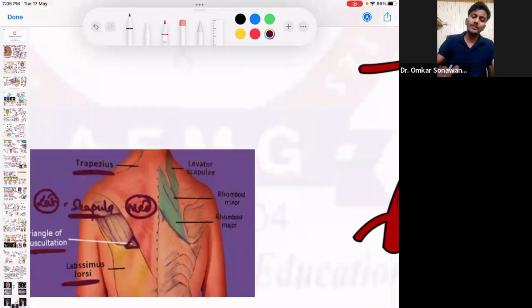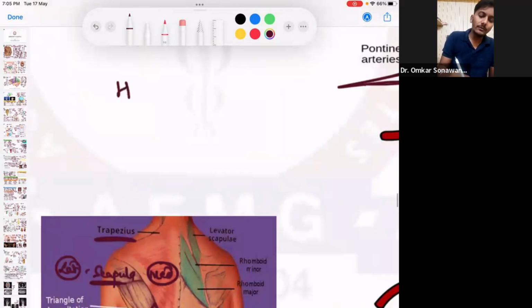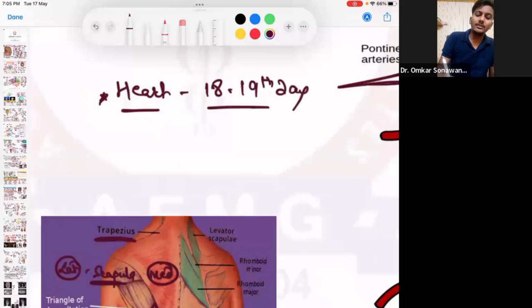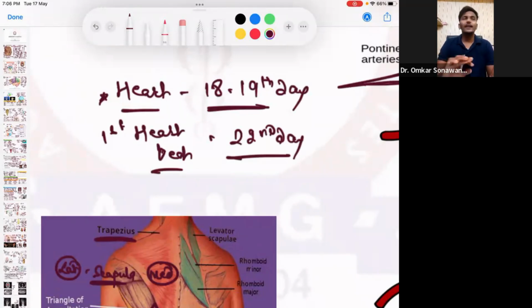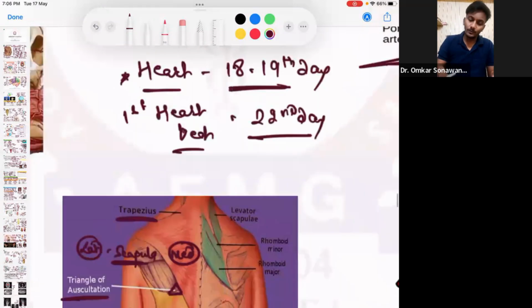Heart is formed on which day? Embryology. Heart, ये question आया था. Heart is formed on 18 to 19 day. Heart formation begins on, and first heartbeat is on the 22nd day. Better answer है, ठीक है. First heartbeat on the 22nd day. कोई दिक्कत नहीं है इसमें, याद रख लो.